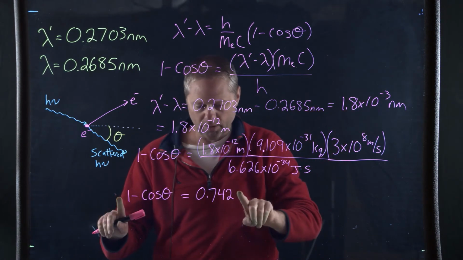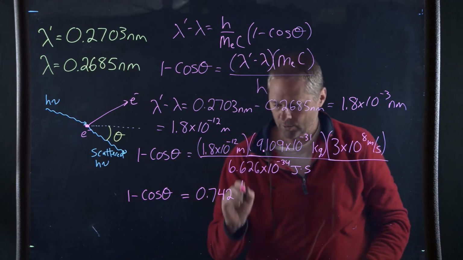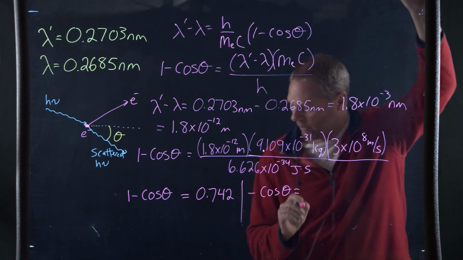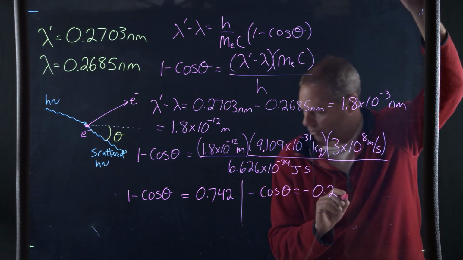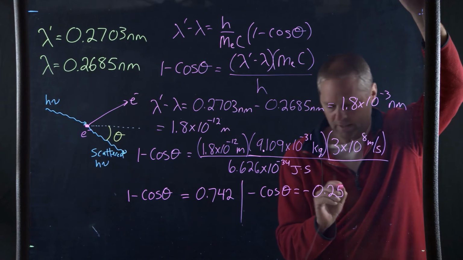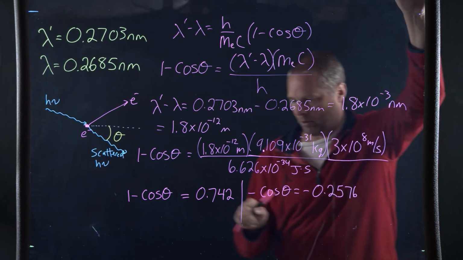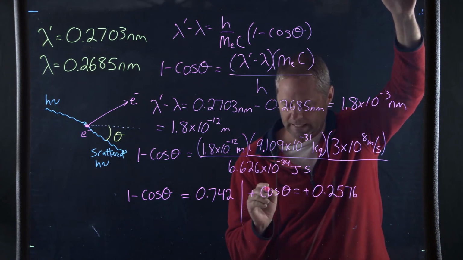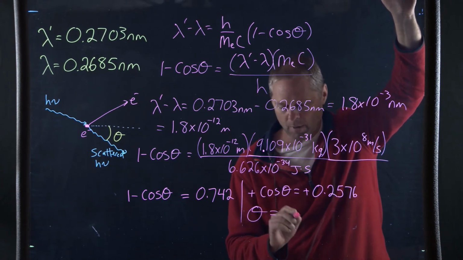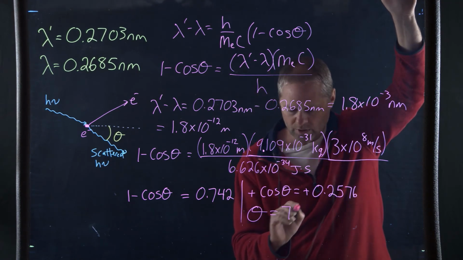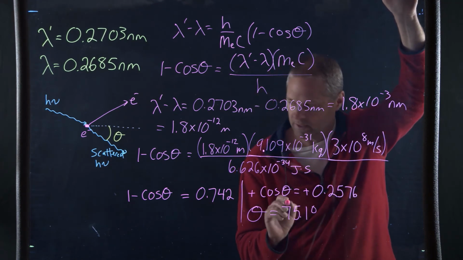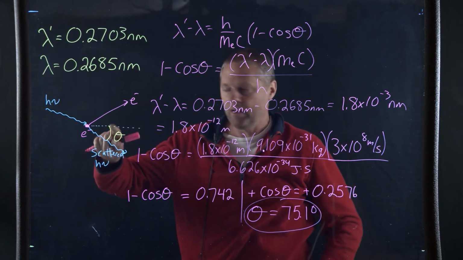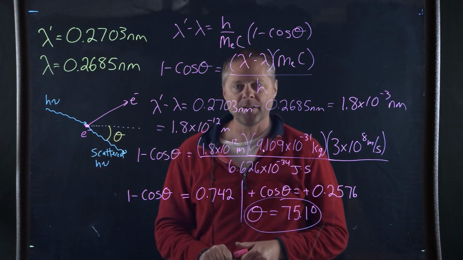Now, we subtract the 1 over here. So we have minus cosine theta is equal to negative 0.2576, when you carry out all the digits. That will become positive. You take the inverse cosine, and you come up with theta equal to 75.1 degrees. So this tells us that this theta, the scattering angle, is 75.1 degrees.